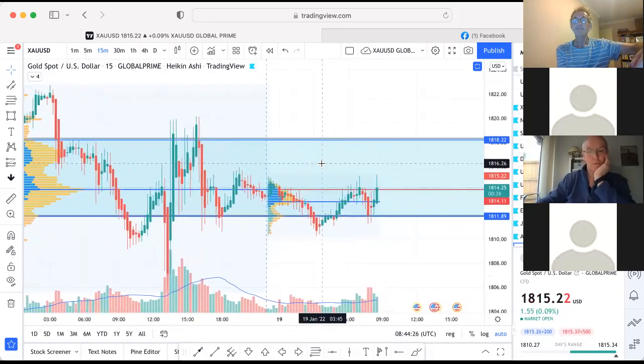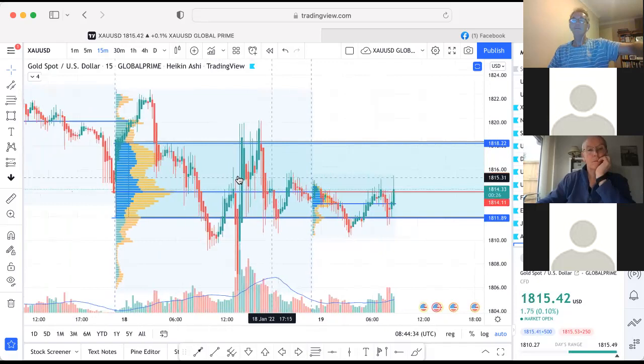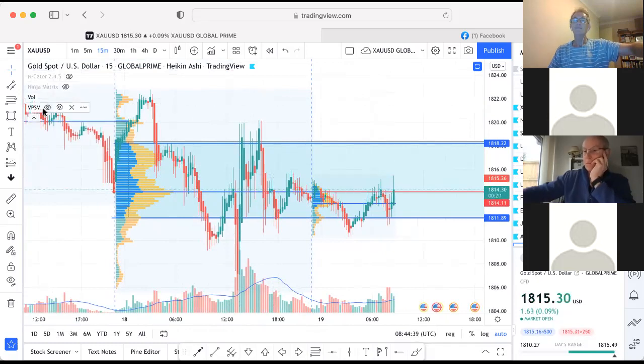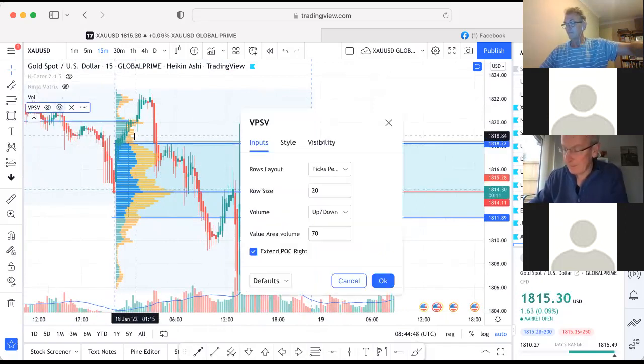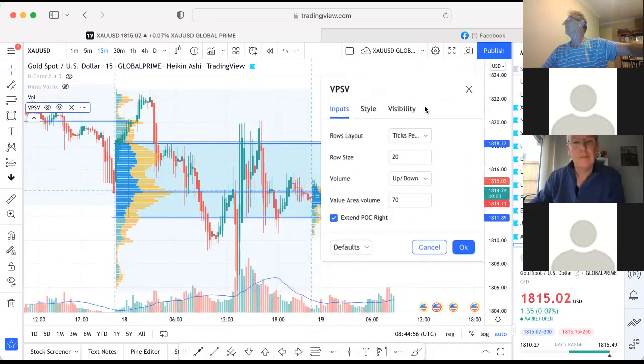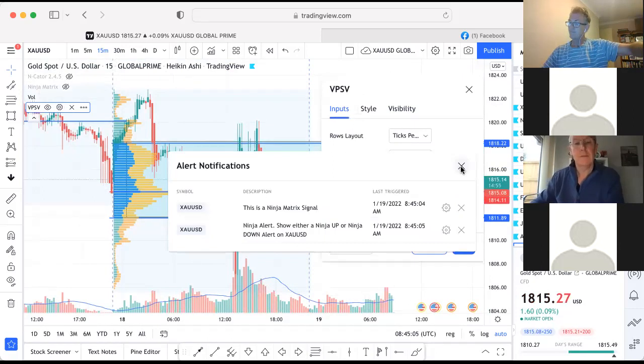So what I wanted to do was to go over the settings that I use for volume profile. So we're on VPSV, which is volume profile session volume. Going to the settings, I'll just run through them, and I'm going to show you what difference it makes when you make changes. There are 5 variables on this inputs chart.